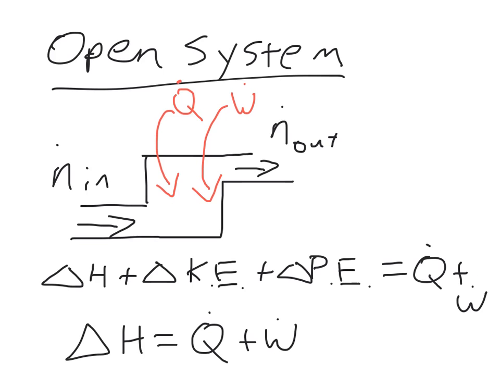These are per time. If we just assume that the kinetic energy and the potential energy are negligible, which is the case for most of the applications we're going to deal with, then it turns out that the equation for the energy balance on a flowing system, an open system, is just delta H is equal to Q dot plus W dot, or any heat or work terms. And again, delta H is the change in enthalpy of this fluid as it's moving through the system.